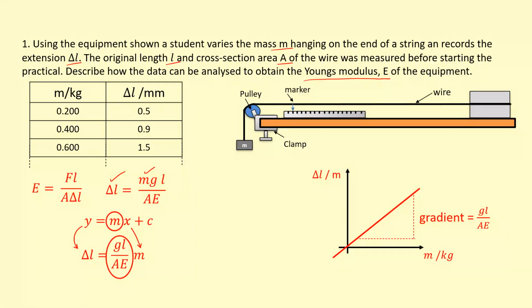So once I do change in y over change in x and find the gradient there, I have to find the Young's modulus. The Young's modulus is going to equal the gravitational field strength times the original length, divided by the cross-section area times the gradient.